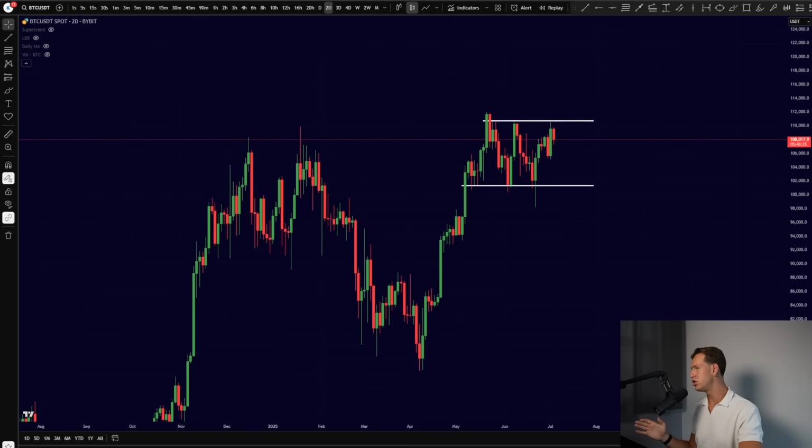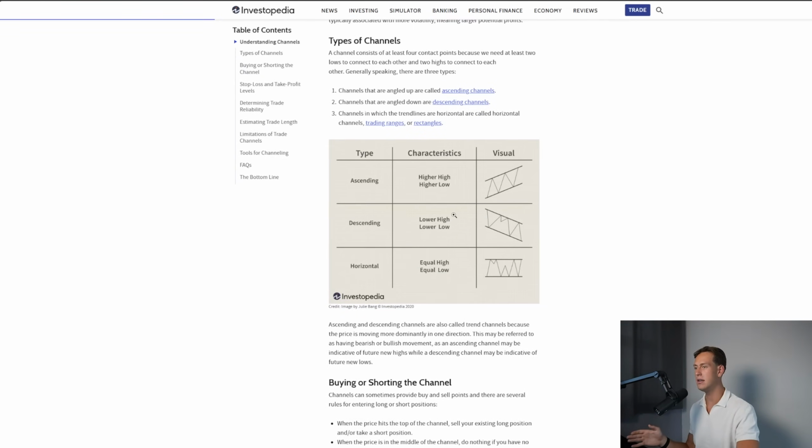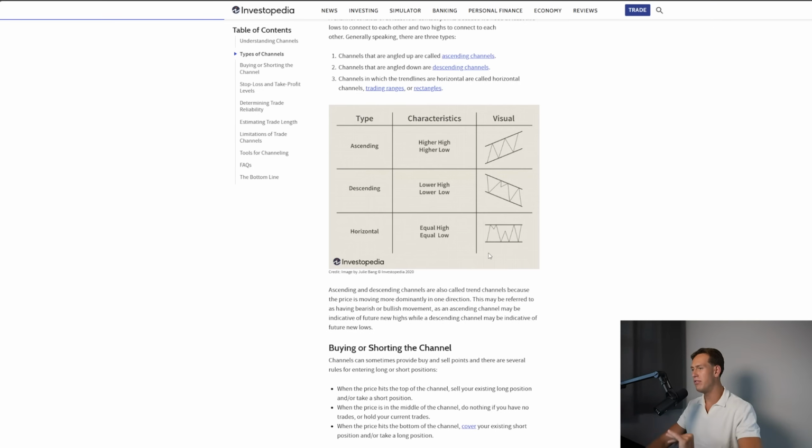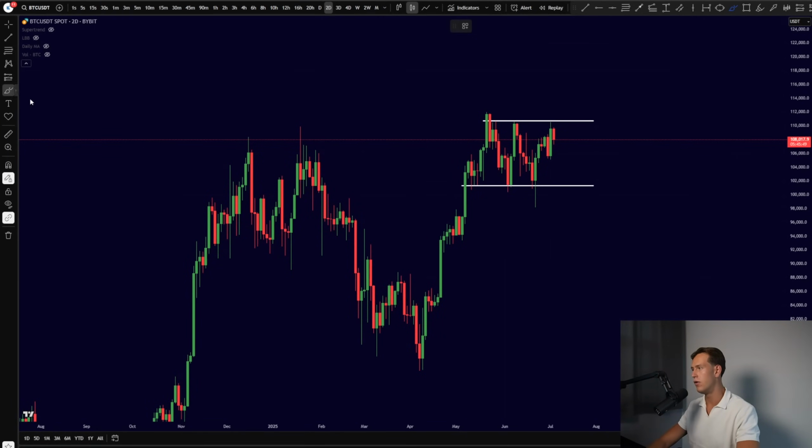Now, like I mentioned, you can also have ascending channels and also descending channels. Ascending channels are typically more bearish. However, descending channels are typically more bullish and tend to break out to the upside more often. However, I myself am not too much of a fan of trading ascending and descending channels. I'm more a fan of trading sideways markets because these are more ranges, and range trading is also one of the best ways to be trading the Bitcoin market.